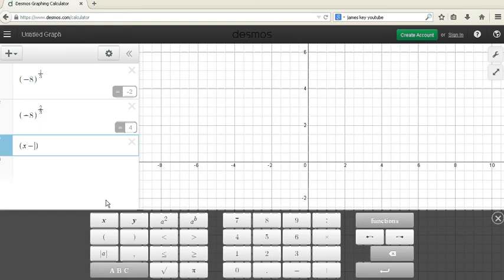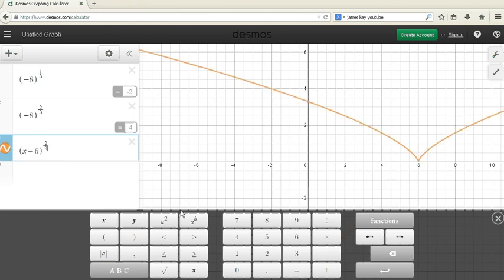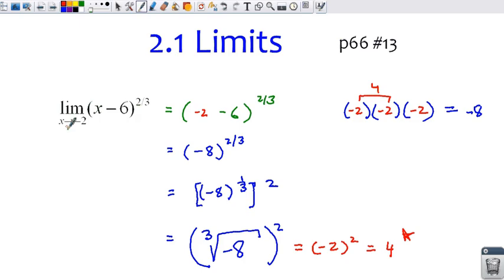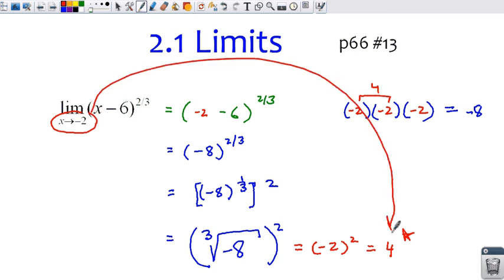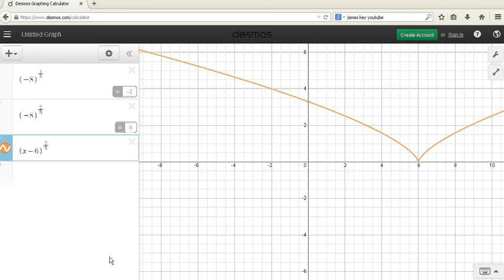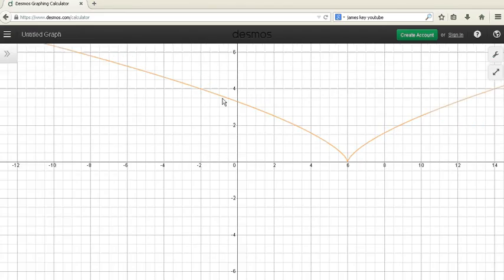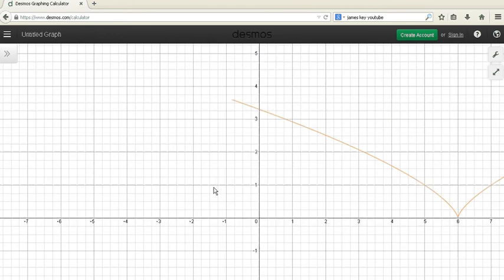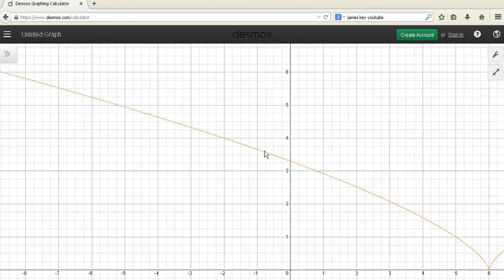So let's go ahead and take a look at that. X minus 6 to the power of 2/3 has this graph right here. We want to look at what the outputs do when the inputs are really close to negative 2. And we're hoping to see an answer of 4. So let's see that. Slide this around, boom. Okie doke, so we're zooming in around negative 2, and we're going to slide. That input is approaching negative 2, and the outputs should approach 4, and indeed they do. So that's it.